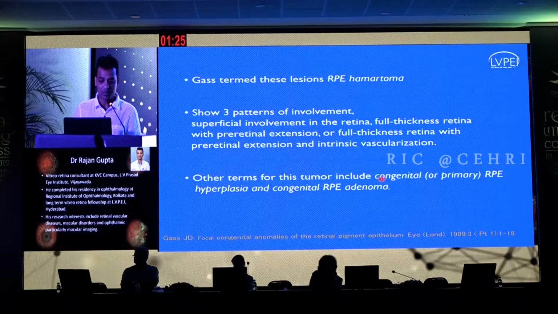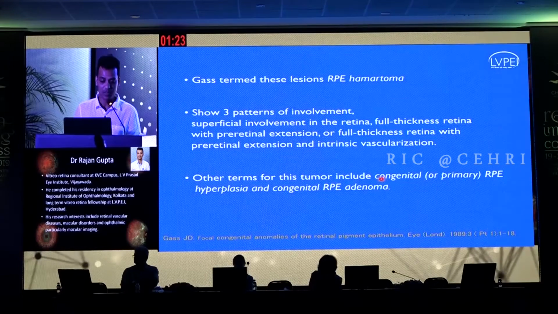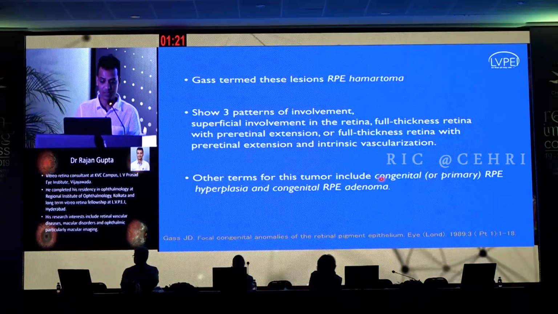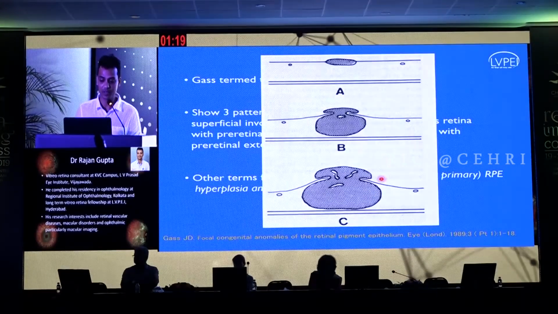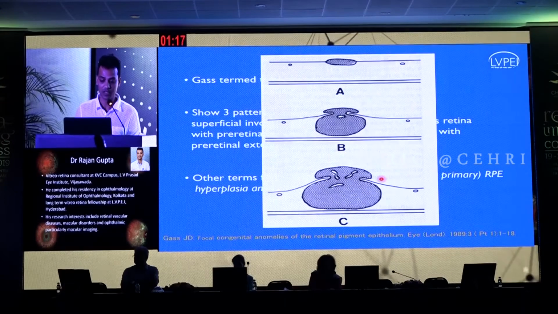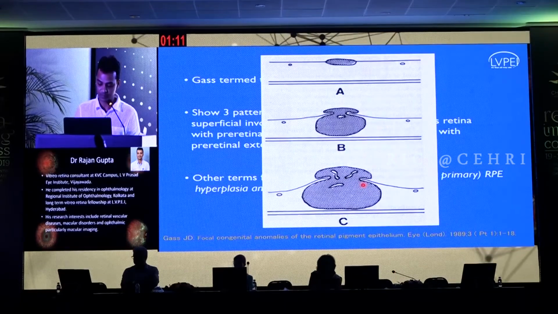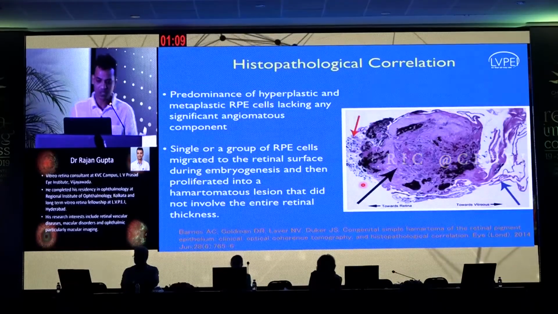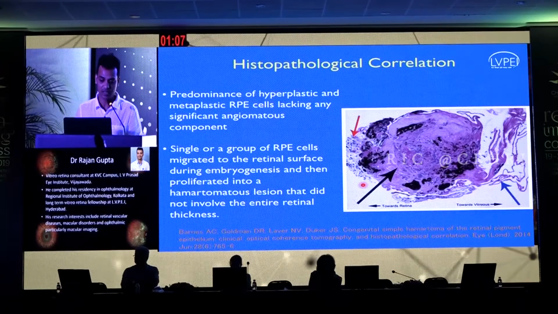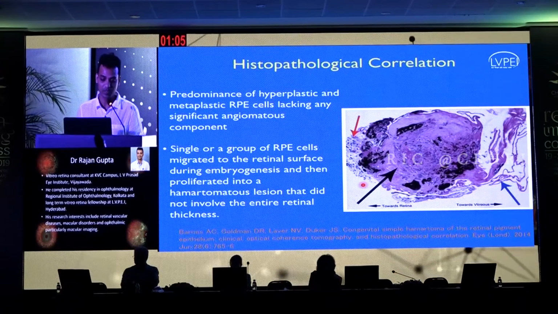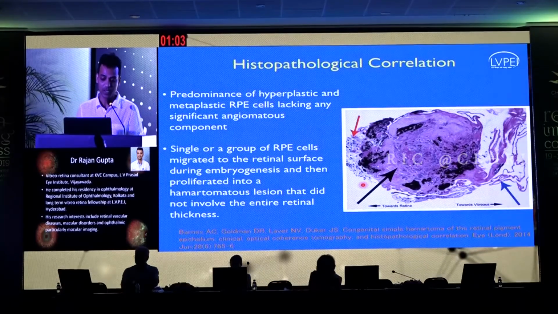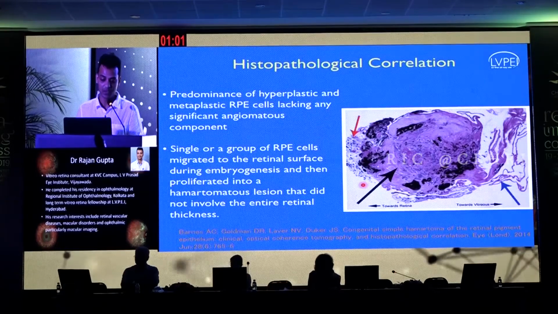These have been termed as RPE hamartoma, which show 3 patterns of involvement, which were described by Gass: superficial involvement or partial thickness involvement, full thickness involvement with periretinal extension, and full thickness involvement with intrinsic vascularity. Histopathological correlation is available for just one case in congenital simple hamartoma of retinal pigment epithelium owing to the asymptomatic nature and the benign course.